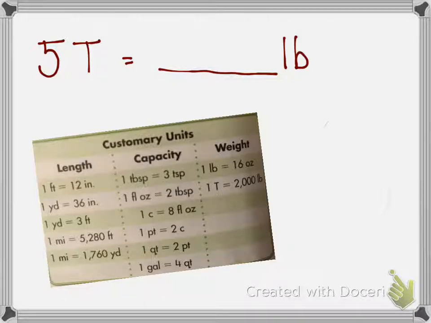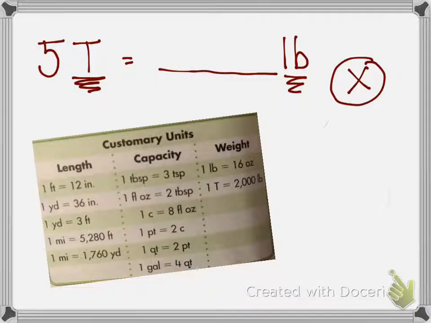5 tons is equal to how many pounds? This unit is bigger than pounds. So we need to remember that a bigger unit to a smaller unit, we're going to multiply, because this number has got to be bigger than this number.